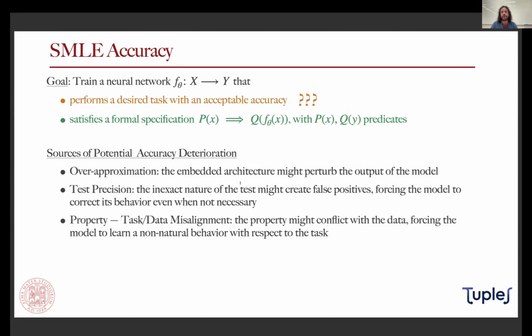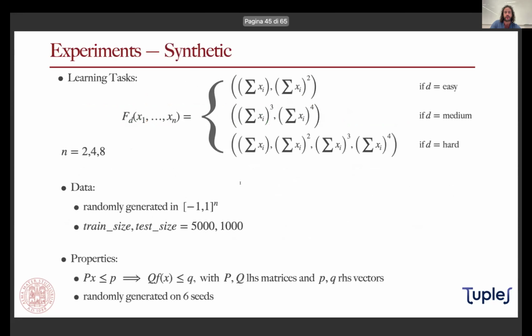And the third reason, again, what I said before, we might need to deal with a misalignment between the property that we want to enforce and the task that we want to learn, okay? So these two objectives might be in conflict with each other, and if this happens, there is no way you can achieve both, okay? So if you want to achieve property satisfaction, you need to pay something in terms of accuracy. And now the research question, I would say the main research question of this project, is how much do we have to pay, okay? How much do we have to sacrifice by using SMLE, by using this framework, if we want to guarantee the satisfaction of our property? And this is the question that we are going to investigate in our computational study.